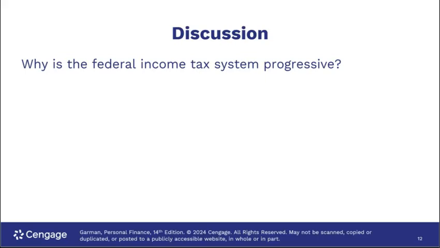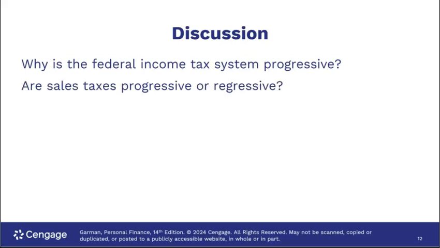Okay, so why is the federal income tax system progressive? It's progressive because the theory is that the more money you make, the greater your ability to pay taxes. So if your income is lower, you should pay less tax. So sales taxes, are they progressive or regressive? They're regressive because lower income people pay a greater percentage of their income in sales tax.